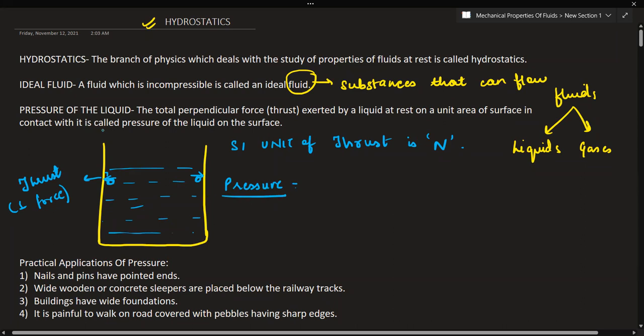Pressure is the force applied on a unit area. This is the force applied and this is the area of the surface. Whatever force is being applied per unit area, that quantity is known as pressure. So the total perpendicular force or thrust exerted by a liquid at rest on a unit area of surface in contact with it is called the pressure of the liquid on the surface. So pressure is equal to force by area.